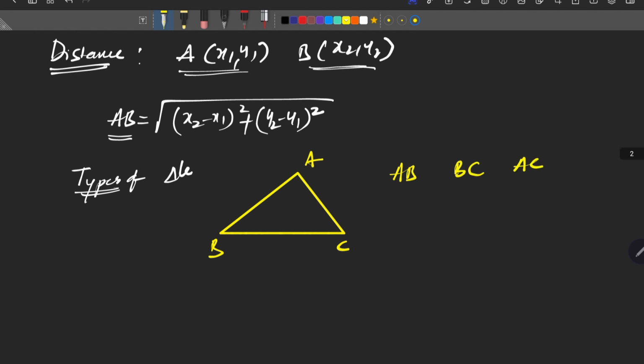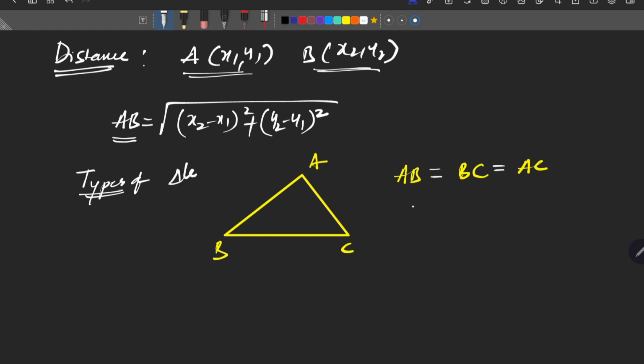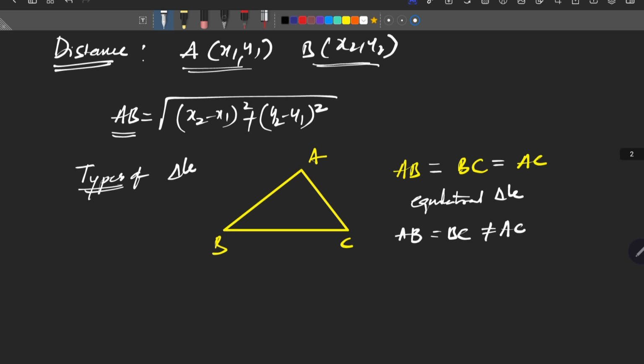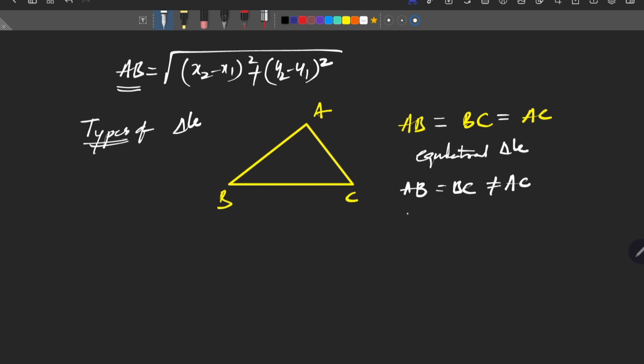If all these three are equal, we call it an equilateral triangle. If any two are equal, let us say AB is equal to BC, which is not equal to AC. Otherwise, there are three possibilities: AB is equal to AC, which is not equal to BC; or AC is equal to BC, which is not equal to AB. If any one of these three is possible, we can say that two sides are equal. If two sides are equal in a triangle, it is called an isosceles triangle.